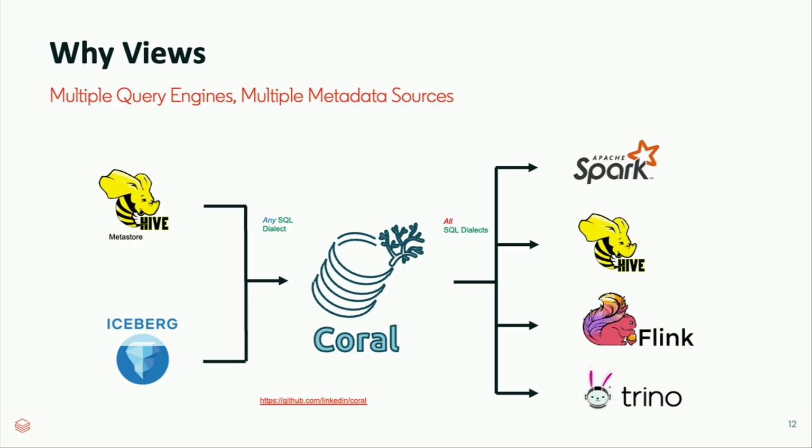In this case, for example, we can define the views in one dialect, such as Spark SQL, but then execute the same Spark SQL in multiple engines by transforming the dialect from Spark SQL to the respective engine that the view is supposed to work on. Here we can run the same view on Spark, Hive, Flink, or Trino, for example.